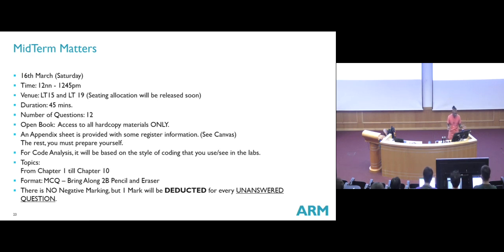Then we can pass around. Okay, there is no negative marking, but 1 mark will be deducted for every unanswered question. Why do I implement this? This is the same for finals as well. This is to save me the hassle of going through all your papers again to see whether you shaded or never shaded. So make sure that you decide and you shade something.